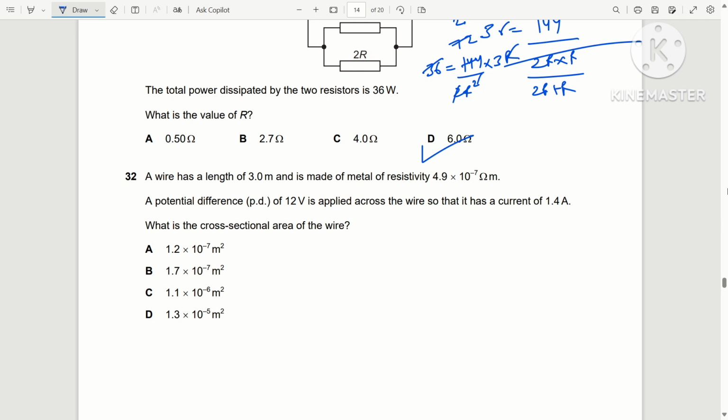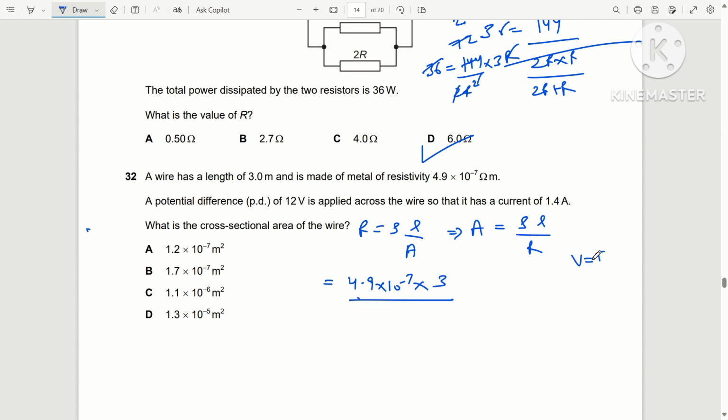32. A wire has a length of 3 meter and resistivity 4.9 into 10 to the power minus 7. Potential difference is 12 volt. Current is 1.4. What is the cross sectional area? We know that resistance R is given by the formula rho L by A. So area of cross section A is equal to rho L by R. Rho is given 4.9 into 10 raised to power minus 7. Length L is given 3 meter, divided by R.